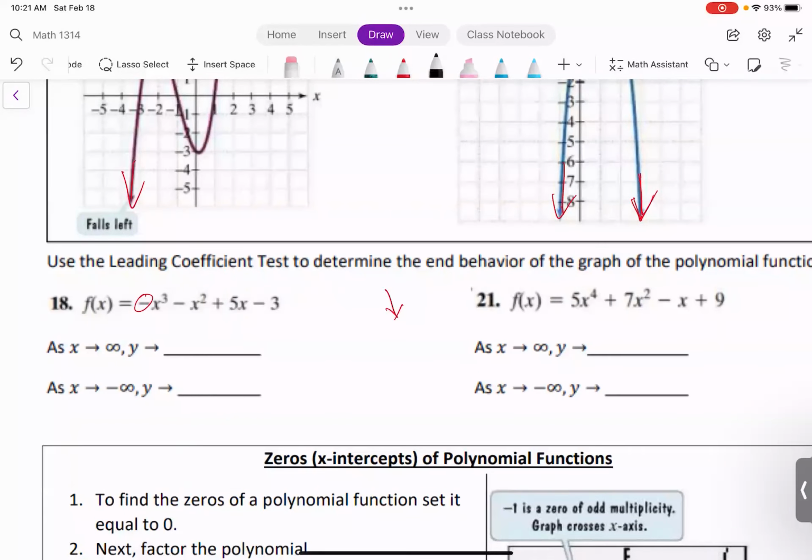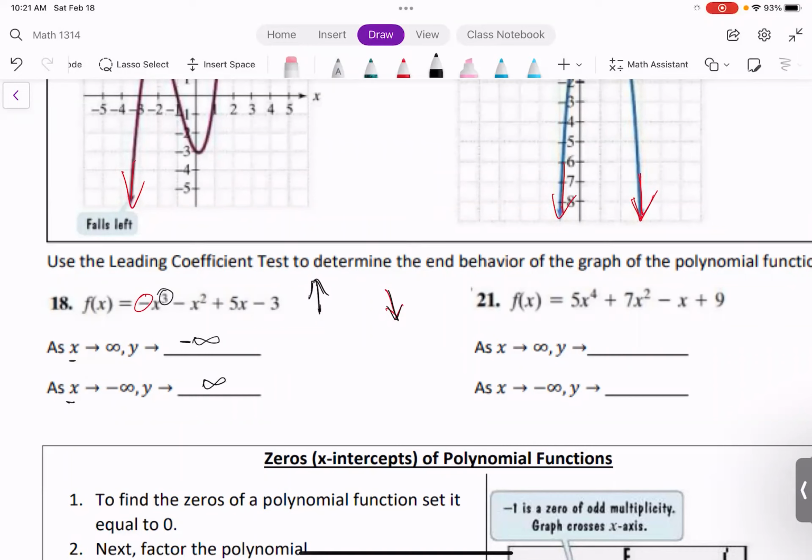Let me use a different color. And then the power of the leading term is 3. That's odd. Odd means different or opposite. So the left is going up. As x approaches infinity, that means the right end, y approaches negative infinity because it's all the way going down. As x approaches negative infinity, that's the left end, y approaches infinity.